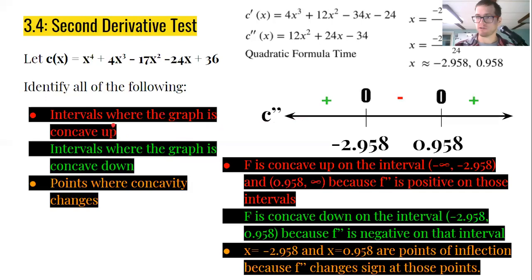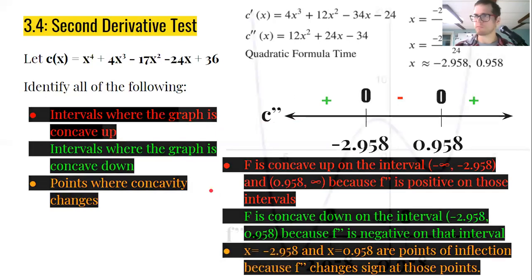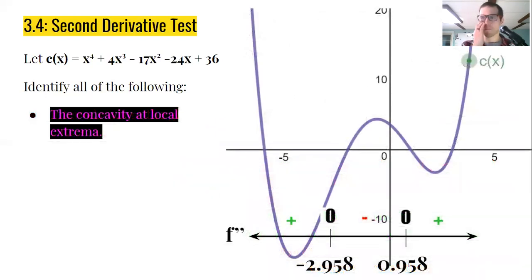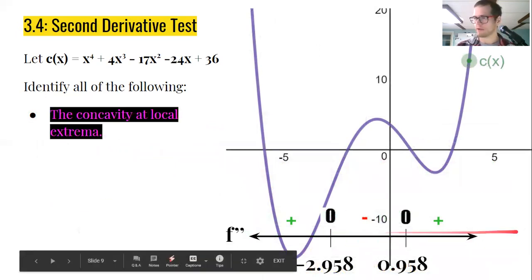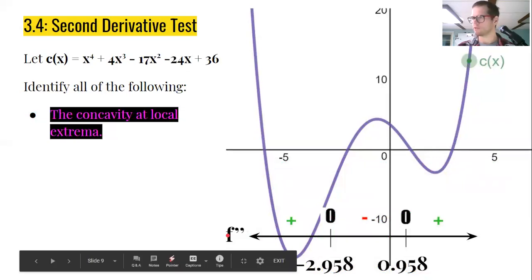All right, so we've hit all three of these questions. Money. There were two other questions. The blue one wasn't super important, but I want to look at this. This is the graph of c of x. I want to see what's the concavity at the local extrema. Well, here's the sign chart for f double prime, and we can kind of see how it lines up with c of x.